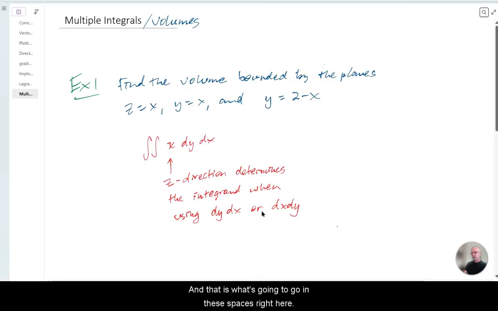And that is what's going to go in these spaces right here, the limits of integration right there. So look for the other examples in the next part of this video.